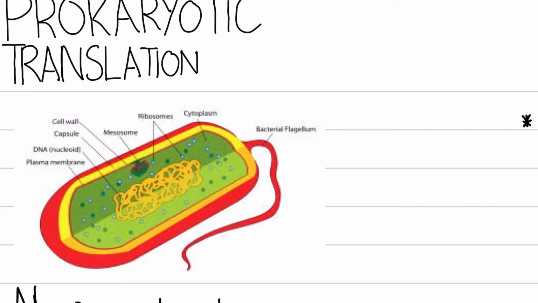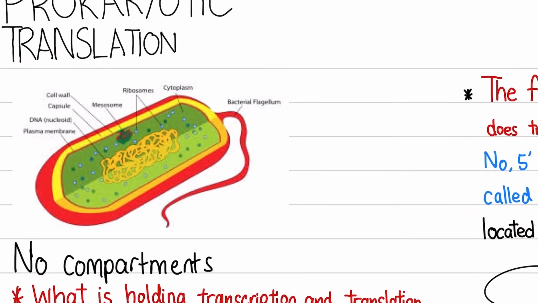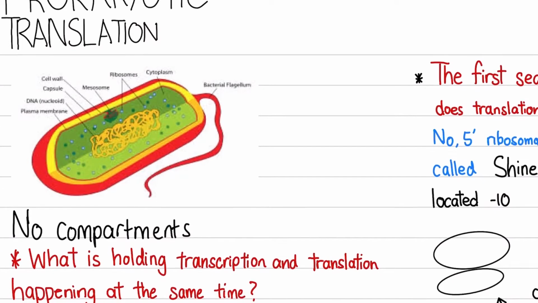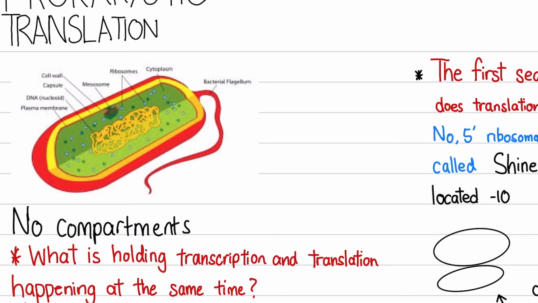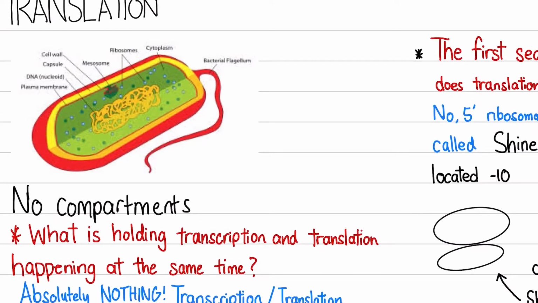Prokaryotic translation is really very different from eukaryotic translation, and that's because prokaryotes have no internal organelles inside the cytoplasm. Therefore, everything has a chance to interact with one another. So the question I'm trying to ask is, what is holding transcription and translation from happening at the same time? The answer to this question is absolutely nothing. Transcription and translation can happen at exactly the same time, simultaneously.